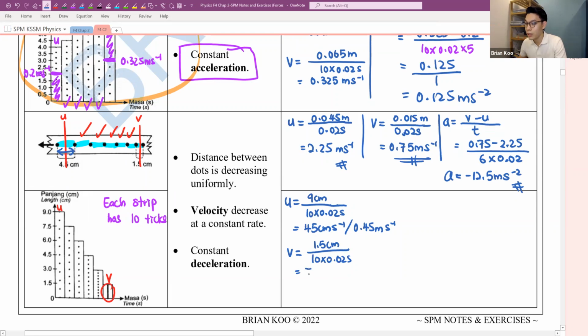And you have 7.5 cm per second, or 0.075 meter per second. Last one is acceleration.